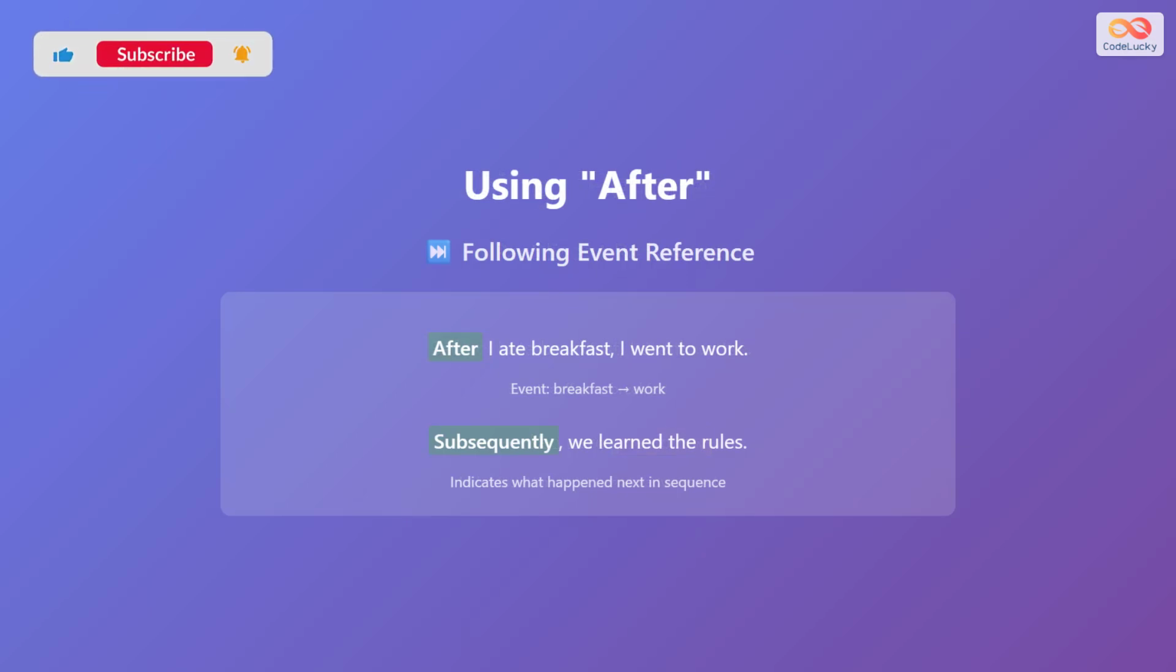Now let's learn about the word after. After means something happened next or following something else. For example, we can say after I ate breakfast, I went to work. This tells us that going to work happened after eating breakfast. Another example is subsequently we learned the rules. This means we learned the rules as the next thing that happened. After and subsequently help us show what came next in the sequence of events.